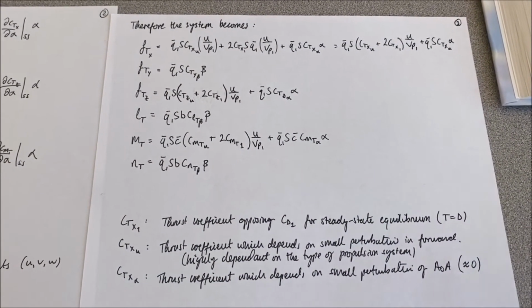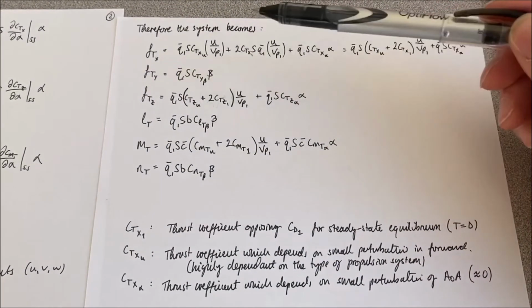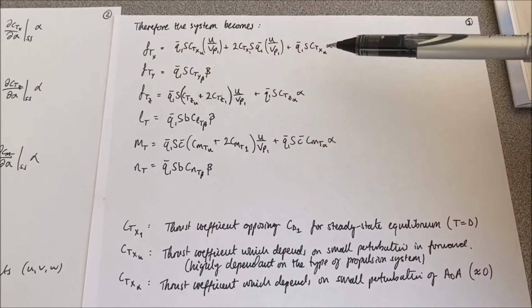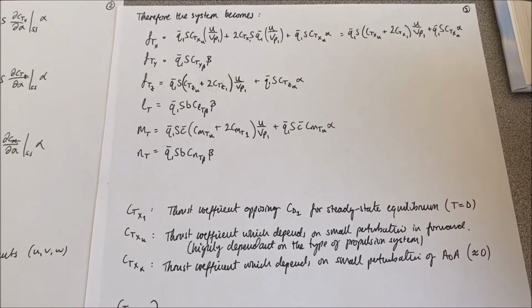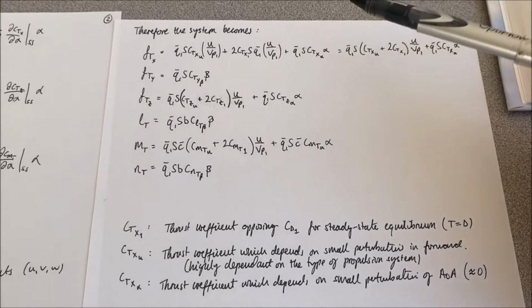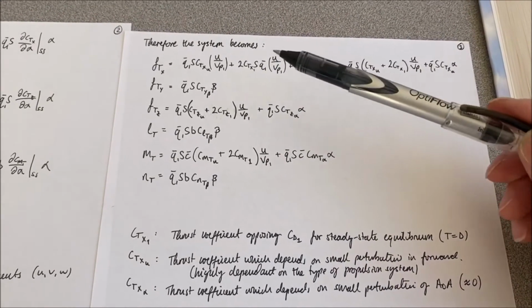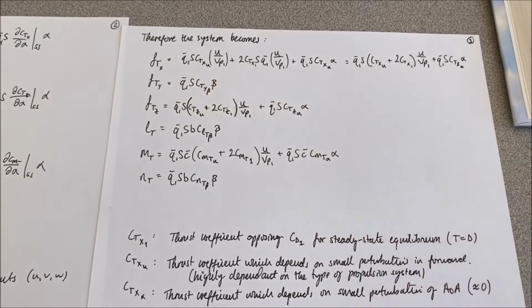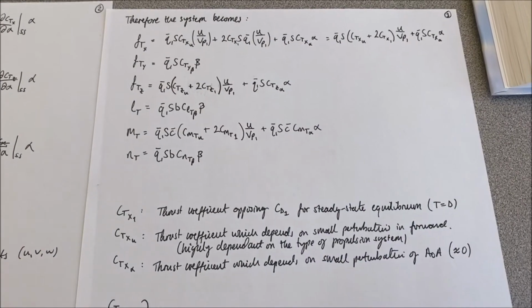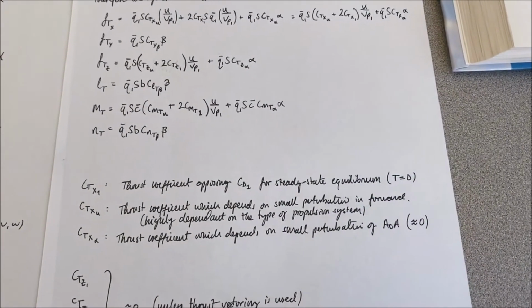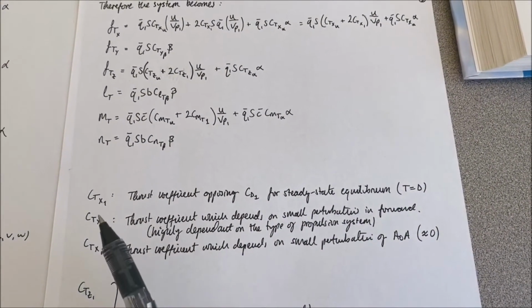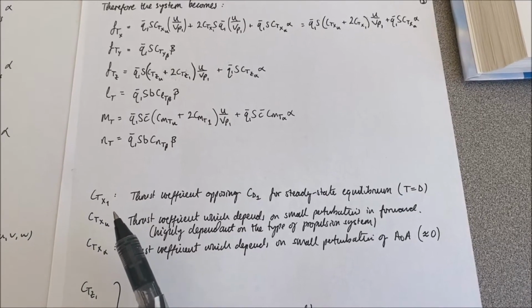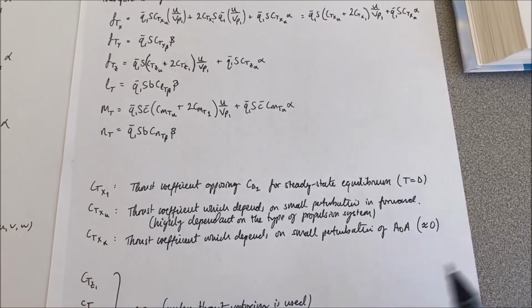But the problem is, now what we have is all of these coefficients which have cropped up. There's actually 3, 6, 9, 12 of these in this system, and we need to consider what each of these coefficients represents. So first of all then, the ones with respect to x. So we have CTx1, CTxu, and CTx alpha.